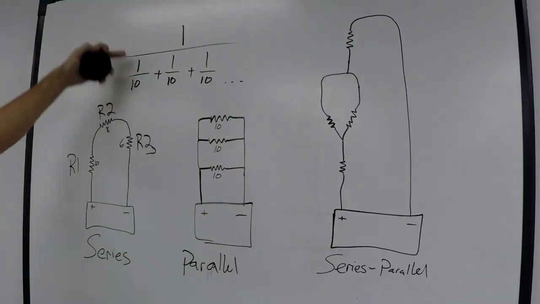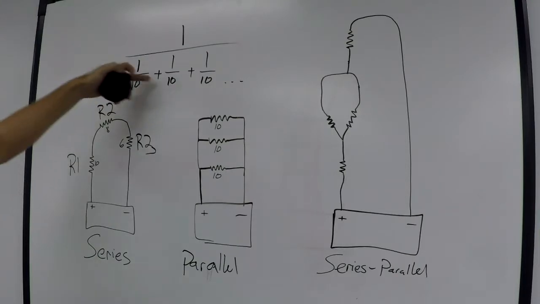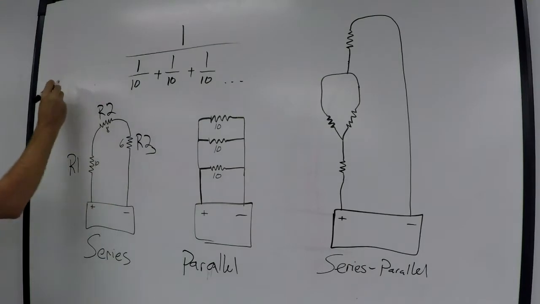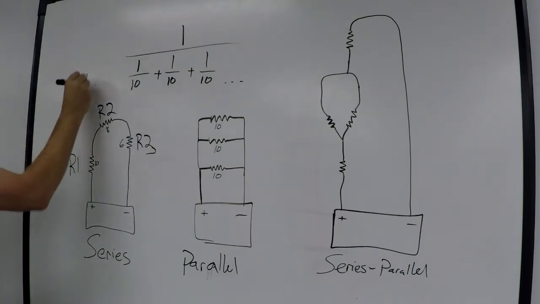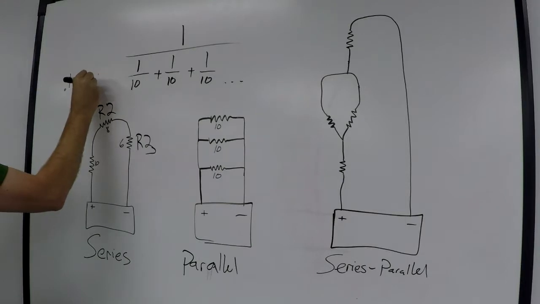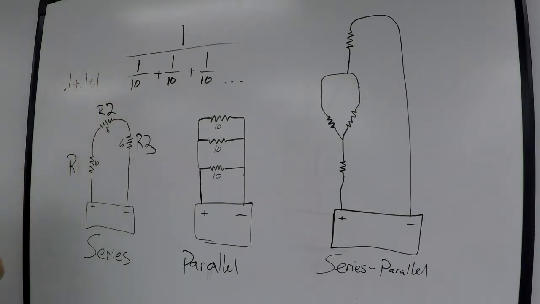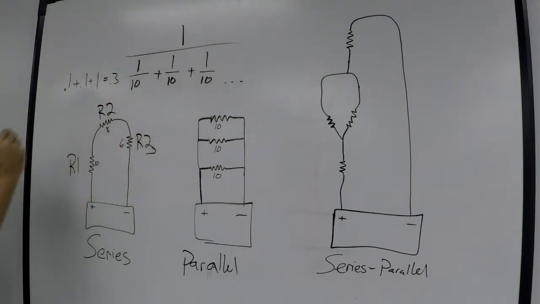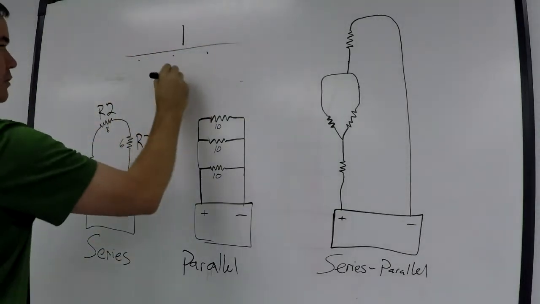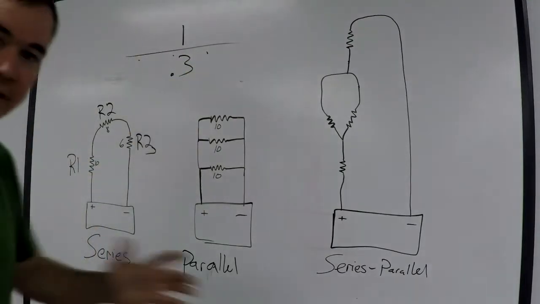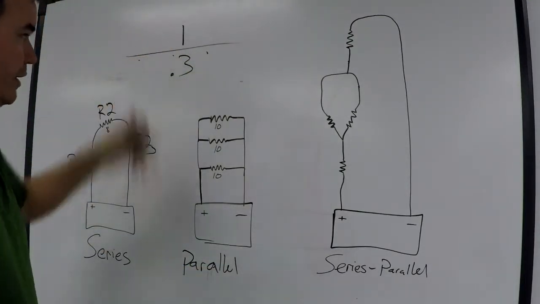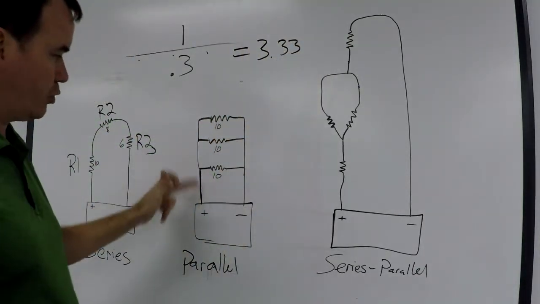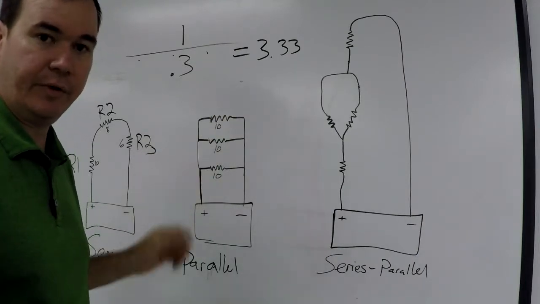So you do the bottom stuff first. 1 divided by 10 plus 1 divided by 10 plus 1 divided by 10. So that would be 0.1 plus 0.1 plus 0.1. So that equals 0.3. So that's all the stuff on the bottom. So 1 over 0.3. If you take your calculator out, 1 divided by 0.3 equals 3.33. So the total resistance in this circuit would be 3.33 ohms.